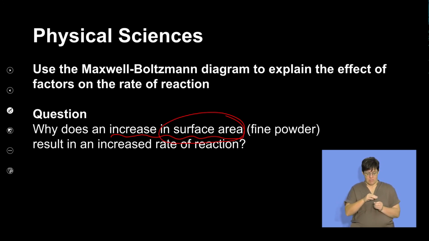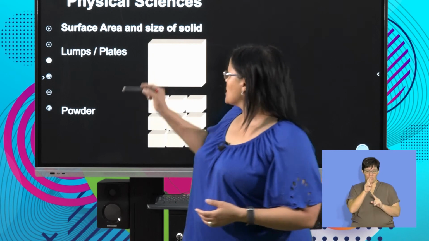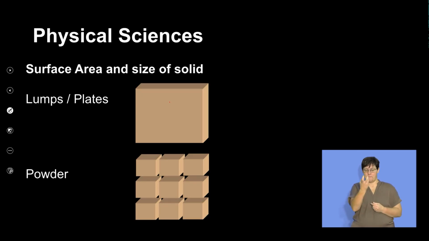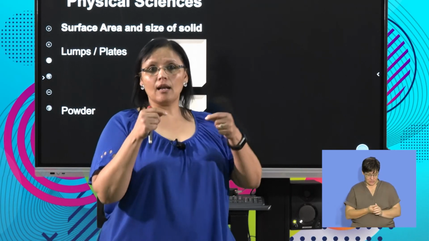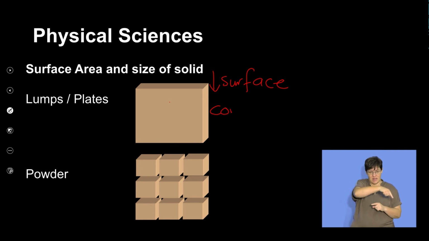Why does an increase in surface area result in an increase in the rate of the reaction? I want to remind you again that an increase in surface area means finer powder, not chunks, more powder. Just as a reminder, I've got the same photo as before. In the first case, we've got a lump, and in the second case, we made the lump finer into powder. Remember, the bigger the lump looks, the smaller the surface area, because the surface area is actually the contact area where our collisions take place.